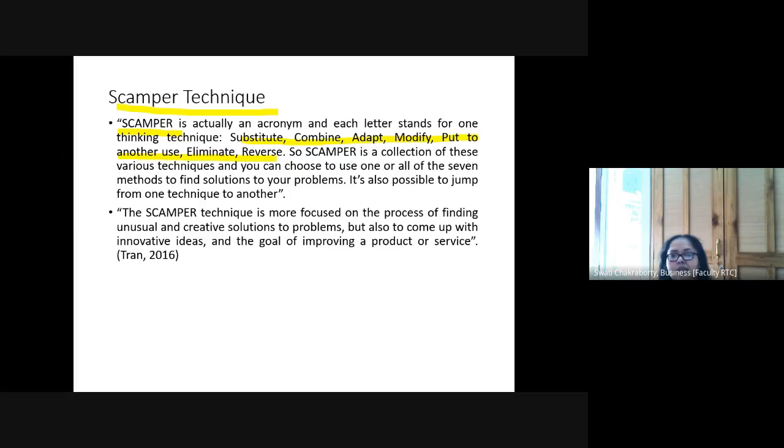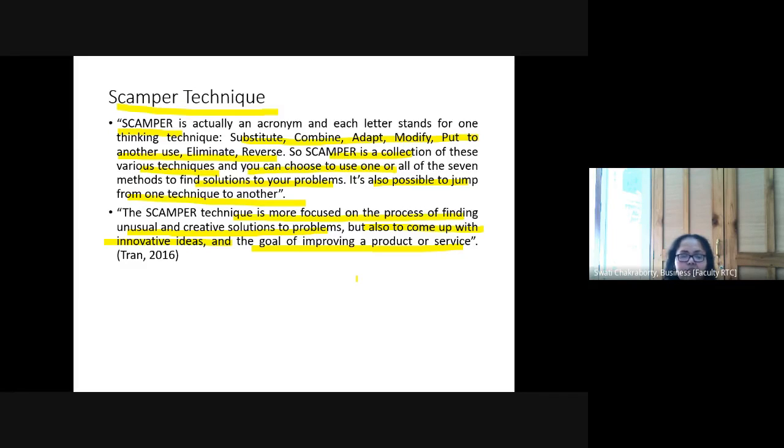Basically, Scamper is a collection of all these various techniques, and you can use one, you can use all of them, you can use more than one to find solutions to your problems. It's also possible to jump from one technique to another. The Scamper technique is more focused on the process of finding unusual and creative solutions to problems, but it can also be used to come up with innovative ideas with the goal of improving a product or a service.